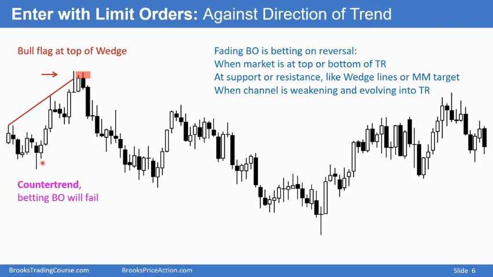Traders see a reversal down, and then a big doji bar at the top of a wedge channel. Some traders will bet that the breakout above the channel will fail, and they'll place a limit order to sell at the high of this bar or at the high of this bar. If they sold at the high of this bar, their order would not be filled. But if they placed a limit order to sell at the high of this bar, they'd be filled right here, betting on at least a couple legs down from the wedge. This is betting against a trend. This is using a limit order, betting that a trend is about to reverse.